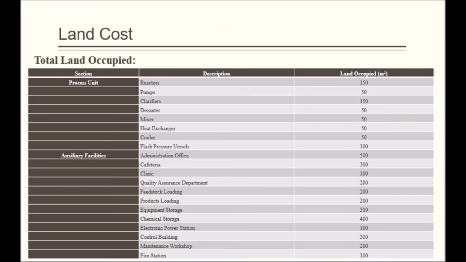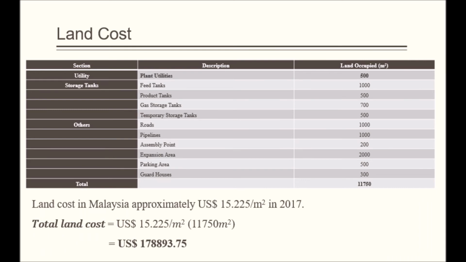The total land occupied in this plant can be classified into several sections, which include process units, auxiliary facilities, utility, storage tank, and others. By summing up all of this land occupied, the total land occupied is 11,750 square meters. In year 2017, the land cost in Malaysia is approximately $15 per square meter. Therefore, the total land cost is about $18,000.